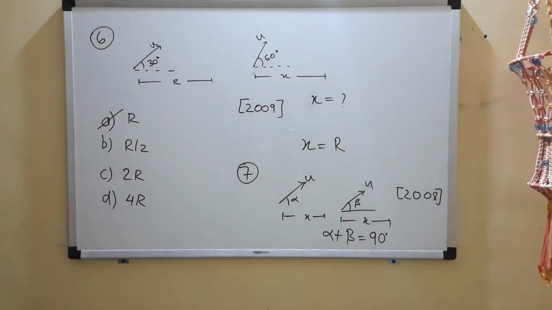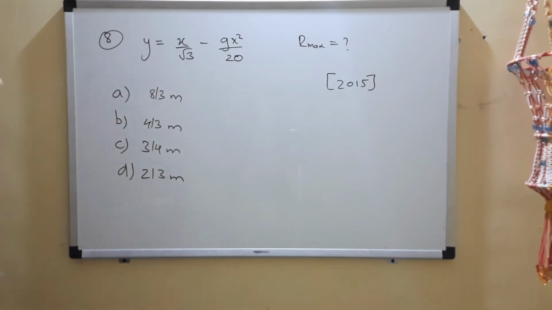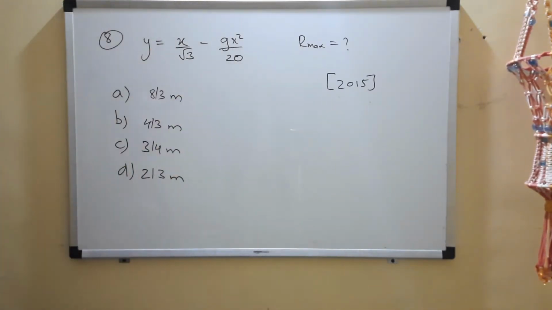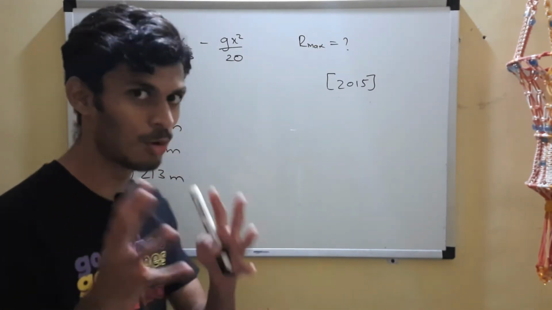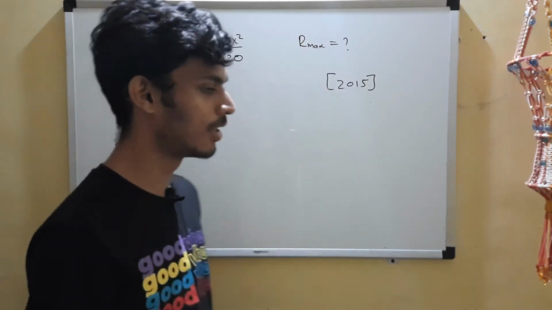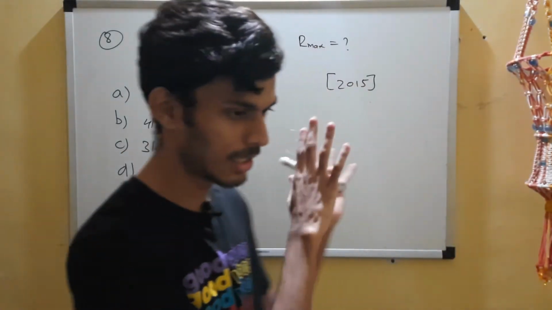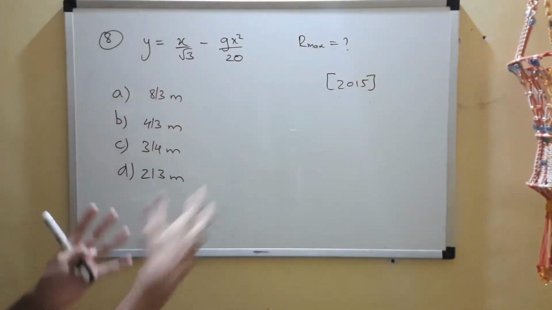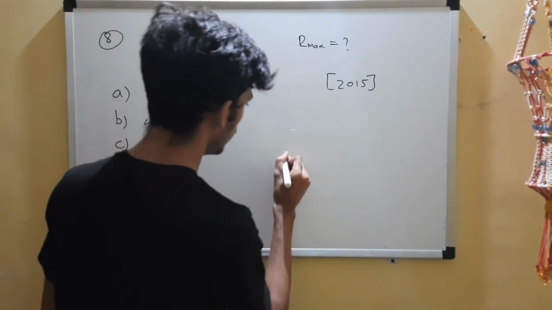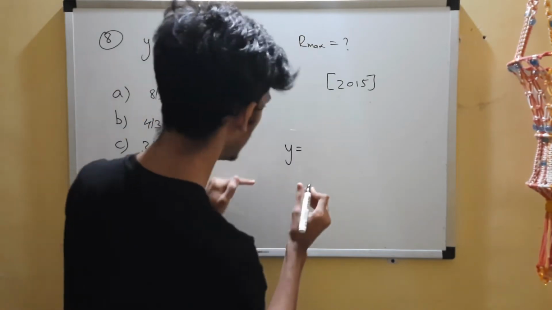So let's move to the next question now. So question 8 here on the board is from BITSAT 2015. This question has given you the equation of trajectory of a projectile motion. I hope you know what that is, okay? And it has asked you for the maximum horizontal range that your projectile motion can achieve, okay? So what we have to do, we have to just compare this equation with the standard one, right?